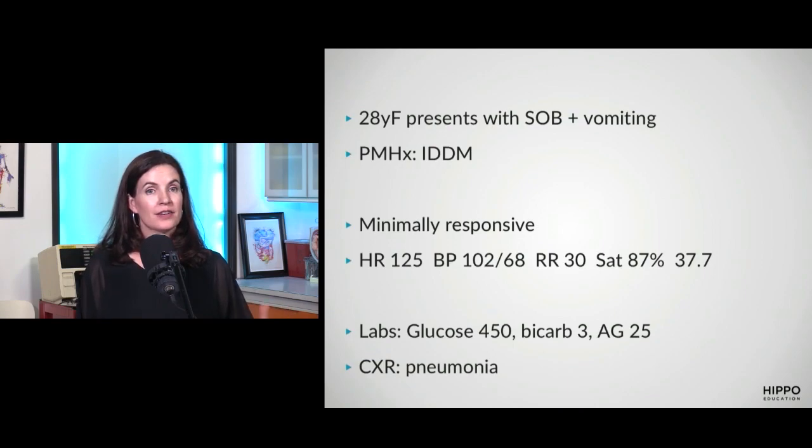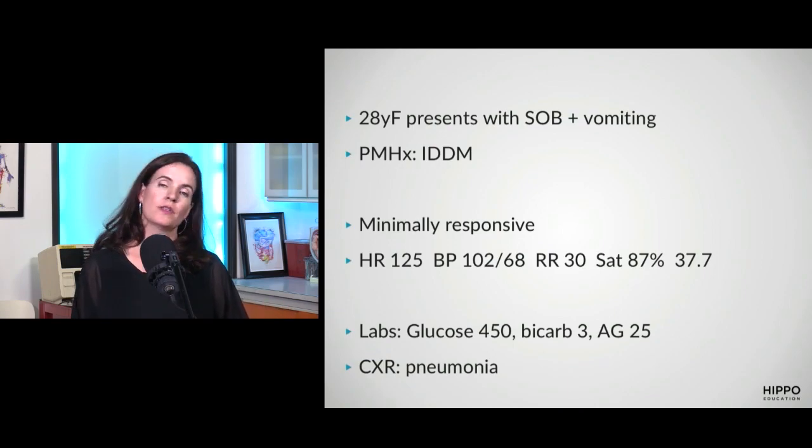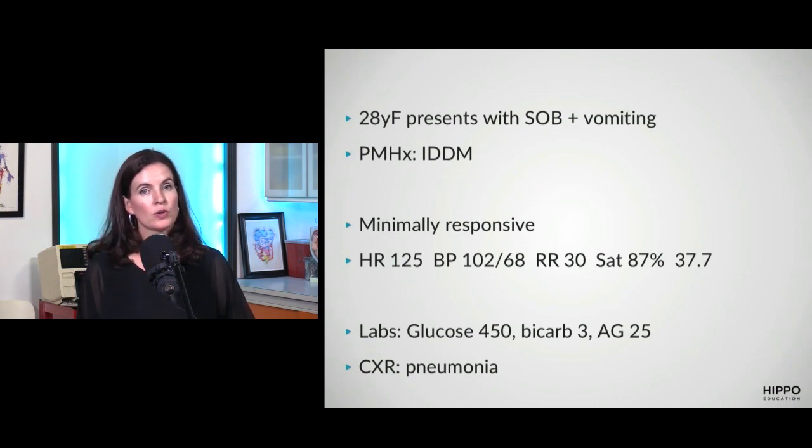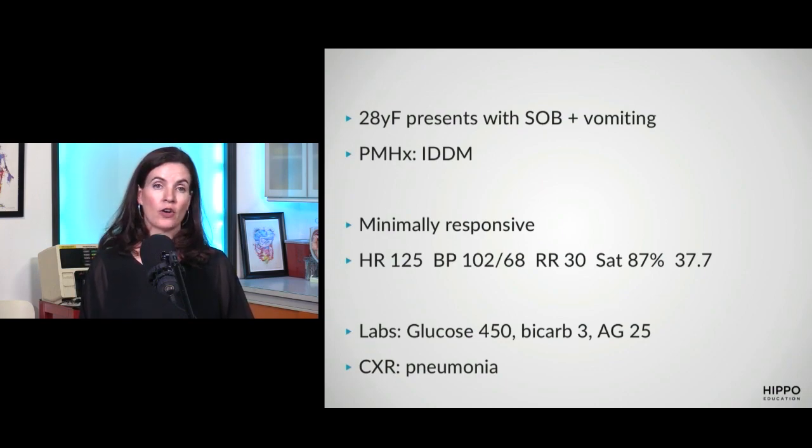So this is a case of a 28-year-old female who presented to the emergency department with shortness of breath and vomiting. She had actually been short of breath for a few days with a fever and a cough, and she had a past medical history of insulin-dependent diabetes. And so when we first had a look at her, she was actually quite drowsy and a little bit confused. She was tachycardic with a borderline blood pressure and a resp rate of 30, not the best SAT, 87, so we put her on some oxygen, and a temperature of 37.7.